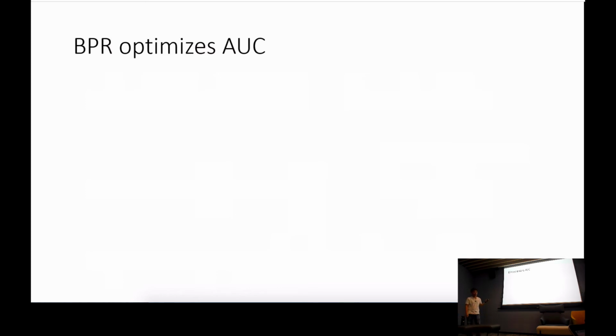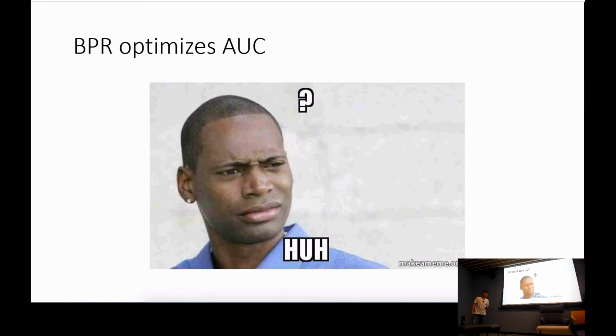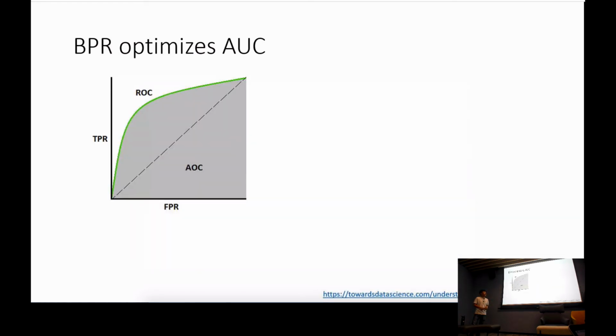There's one very interesting analysis in the paper: they derive the analogy between the BPR objective function and the AUC metric. So BPR actually directly optimizes for AUC. We're going to talk more about that. So effectively, this is AUC.